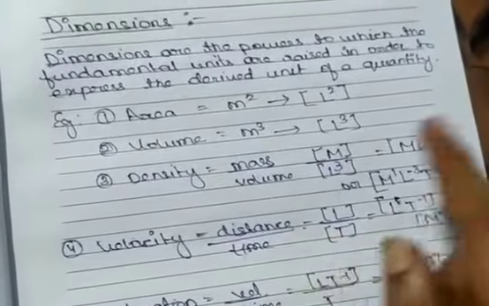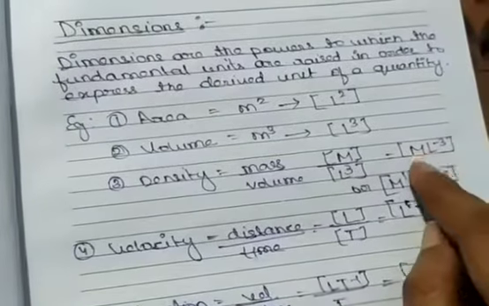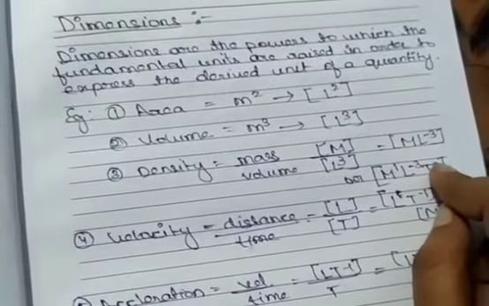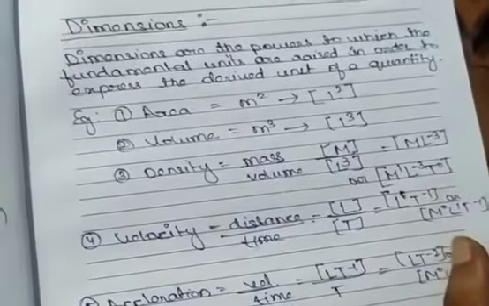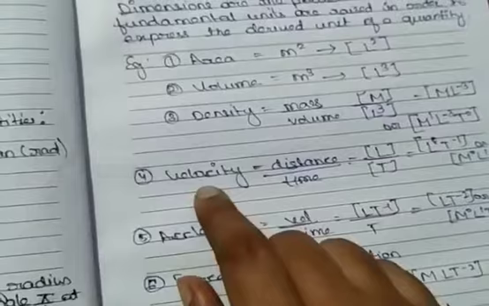So if I ask what is the dimension of mass in density, it is 1. What is the dimension of length in density? It is minus 3. What is the dimension of time in density? Time is not there. So anything to the power 0 is 1. So t power 0 can I write? So dimension of time is 0 in density. Is it clear?